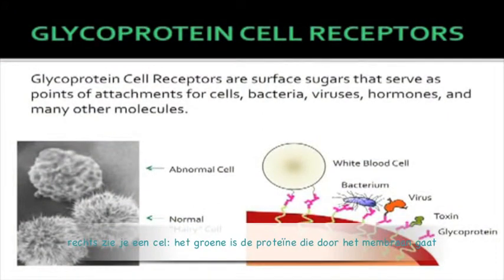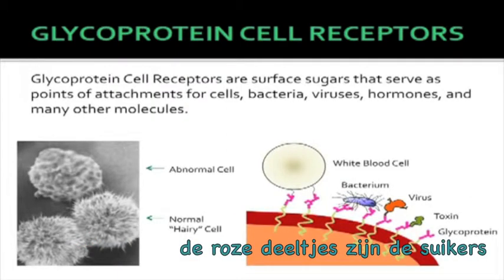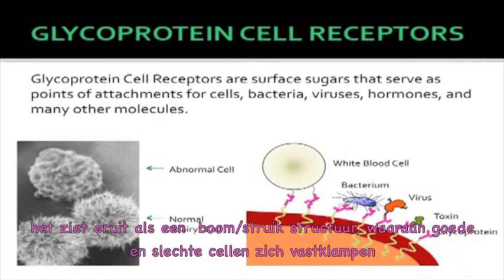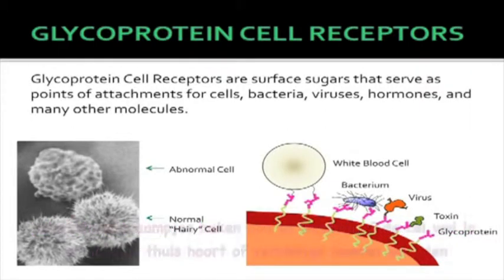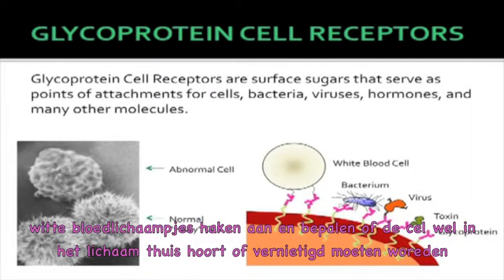On the right is an illustration of a cell. You can see the green part is the protein going through the cell membrane, and then the purple pinkish color are the sugars. So again, they branch out in bush-shaped structures. Good guys and bad guys connect here to these sugars. White blood cells will connect and identify whether this cell belongs in the body or needs to be destroyed.